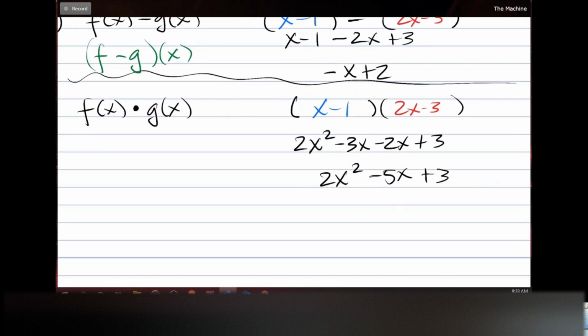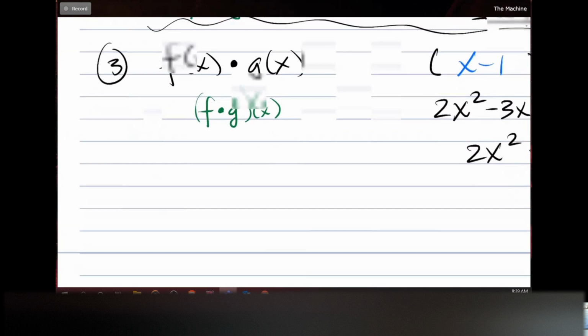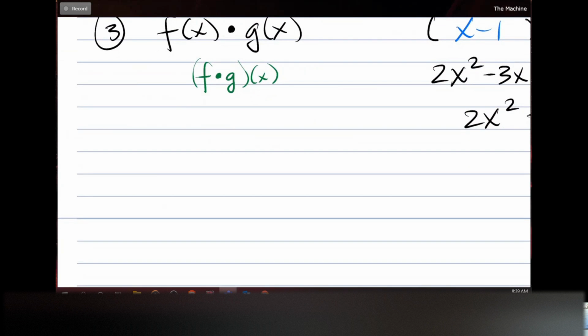Okay. Right. Now, here's how the book is going to write it. F times G of X means the same thing. Okay, multiply the two functions together. And if you can multiply them, guess what else you can do? Divide. You can divide them.